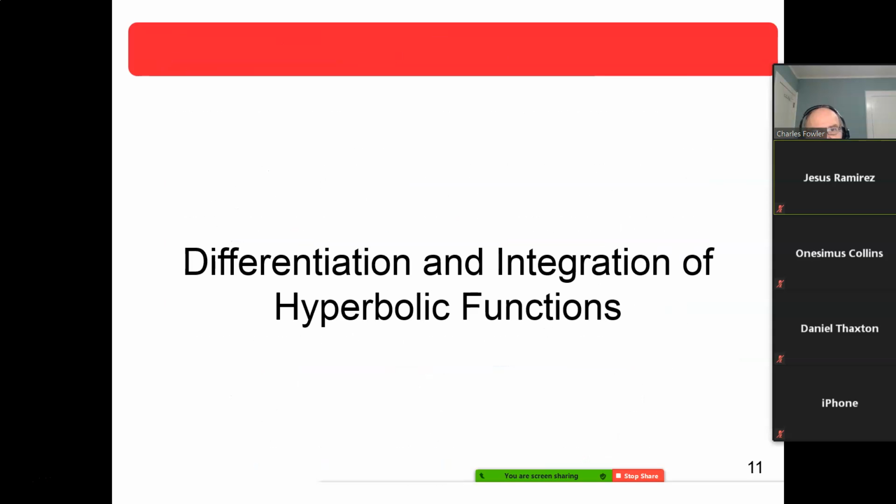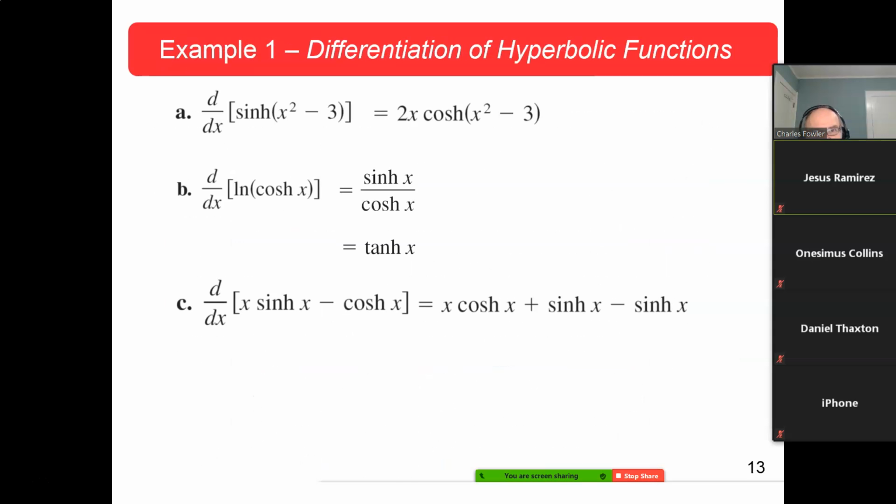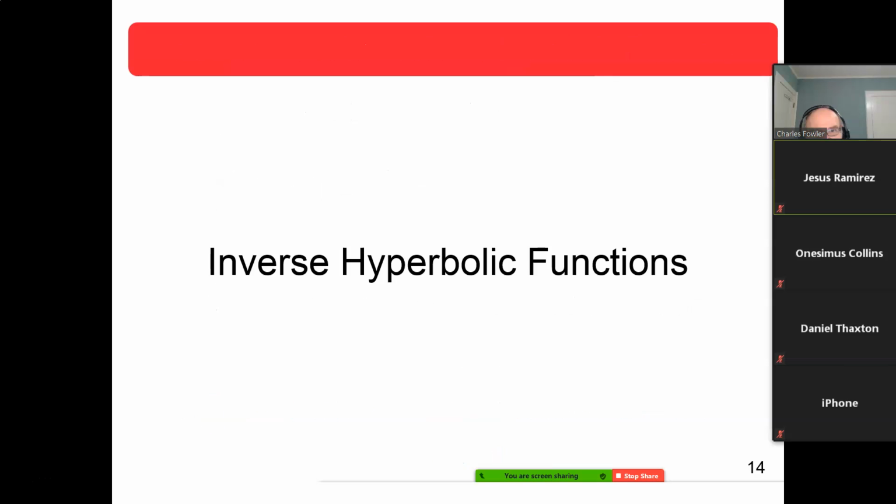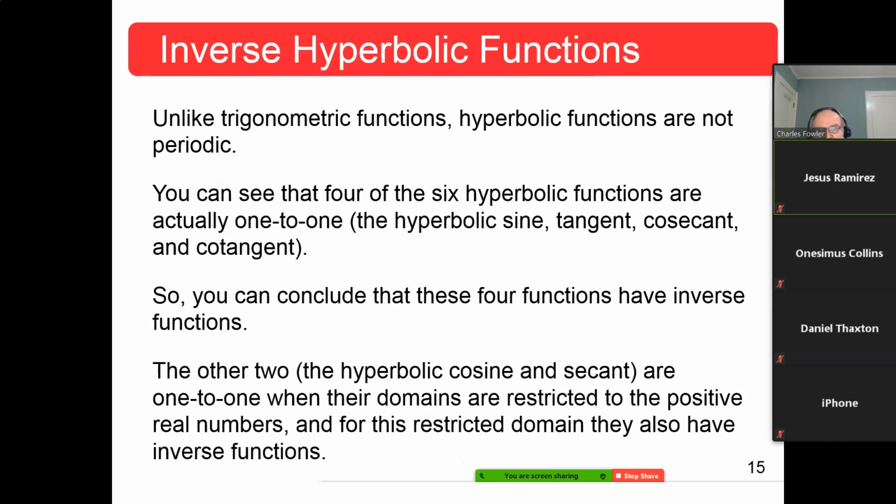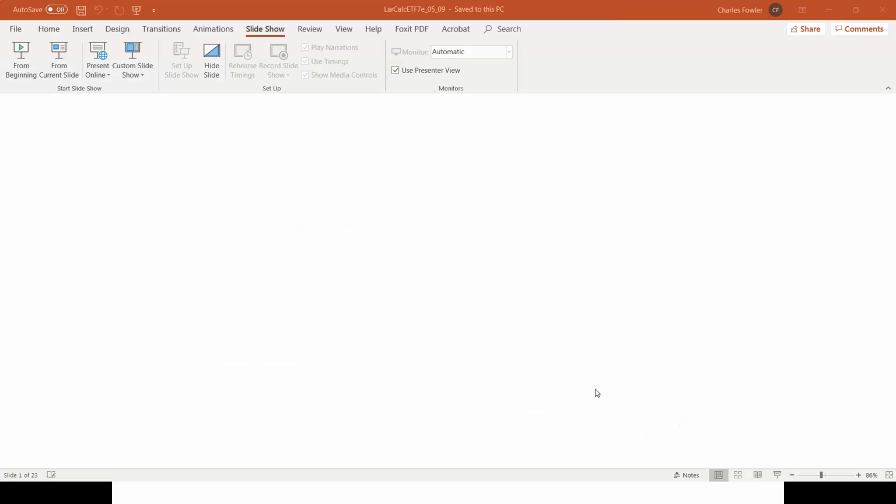So that's why they said inverse hyperbolic. You see that 4 of the 6 hyperbolic functions are actually one-to-one: hyperbolic sine, tangent, cosecant, and cotangent. So you can conclude that those 4 functions do have inverse functions defined for all real numbers. The other 2, hyperbolic cosine and hyperbolic secant, are one-to-one when their domains are restricted to positive real.